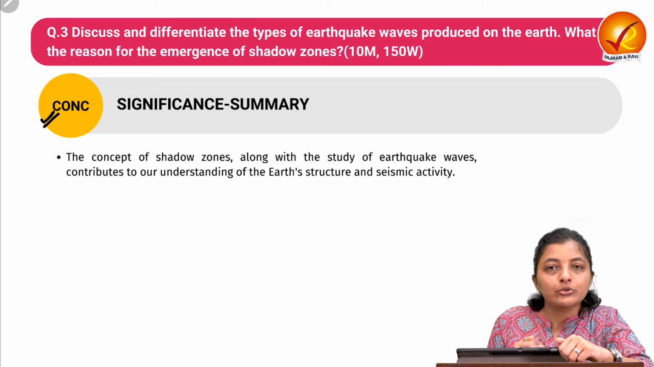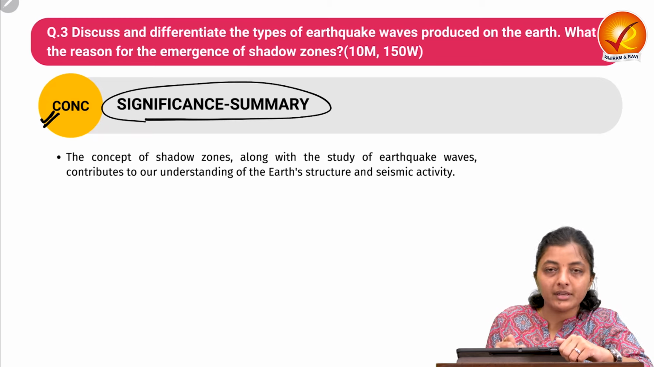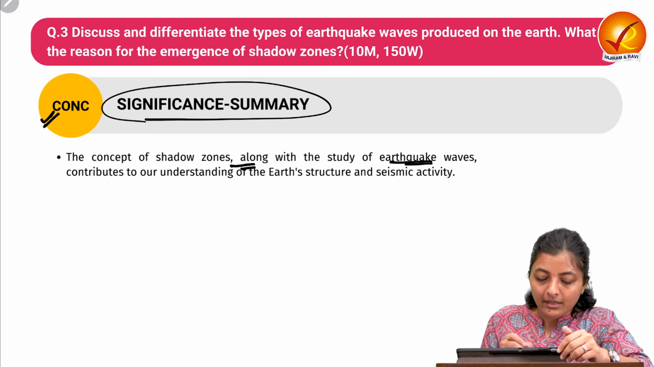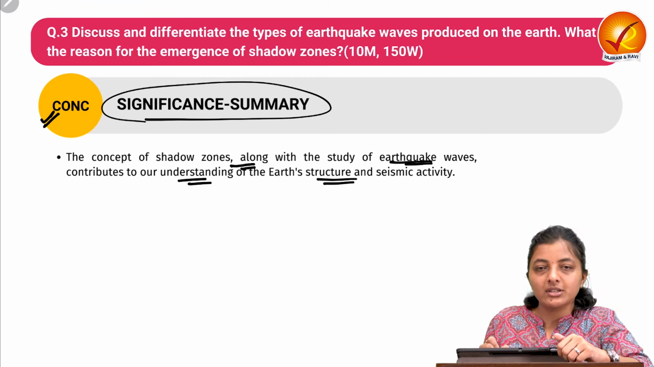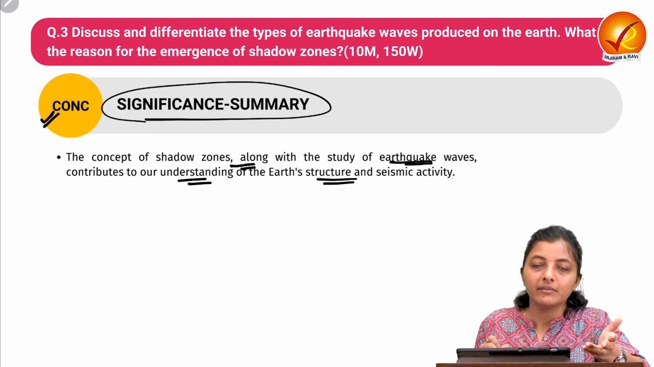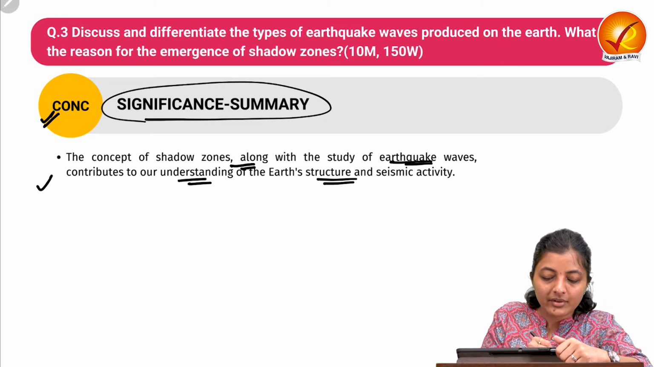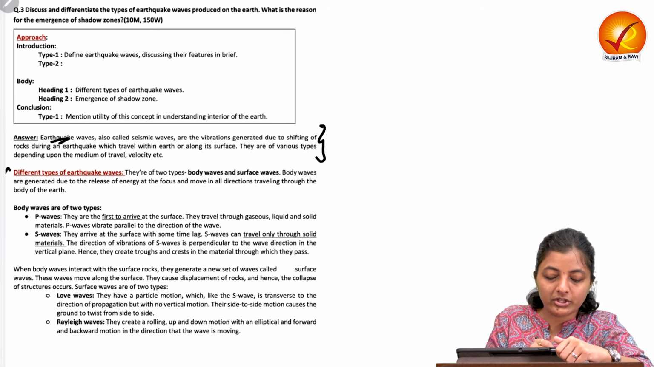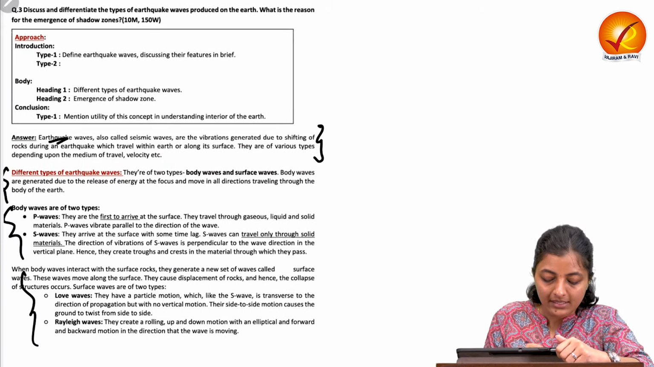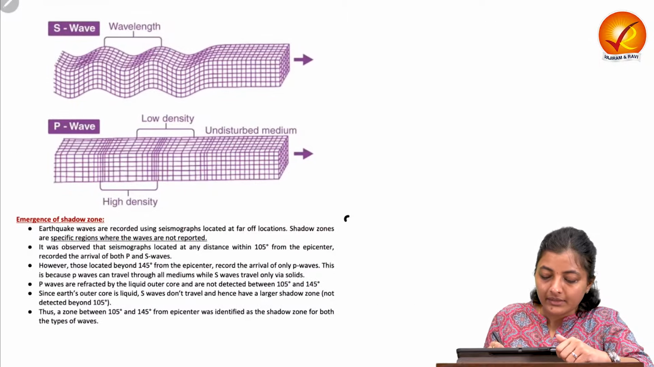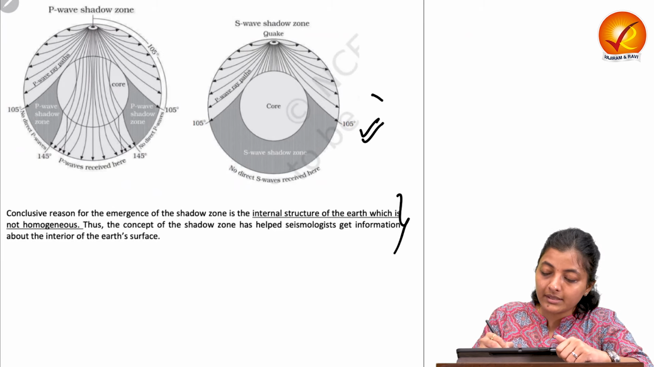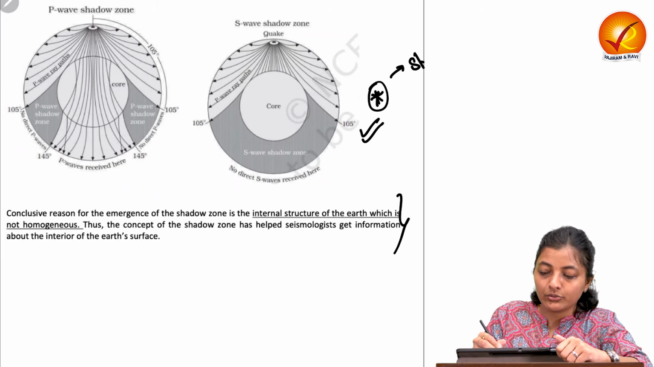Now, coming to the conclusion, we can write about the significance or summary: the concept of the shadow zone, along with the study of earthquake waves, can tell us about the understanding of the earth's structure and seismic activities, and we can be prepared for them. This is how you can write your conclusion. Then moving on to the model answer, starting with the definition, then different types, then body waves, Love wave, Rayleigh wave, then the emergence of the shadow zone, and finally the conclusion. You should make this diagram to represent the shadow zone.